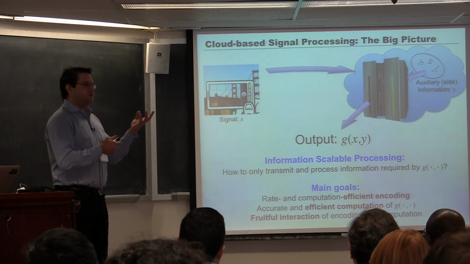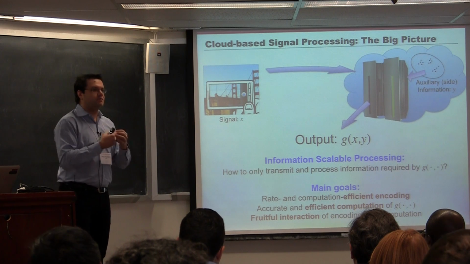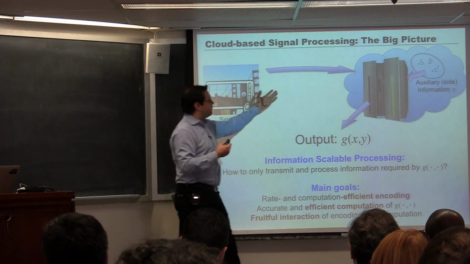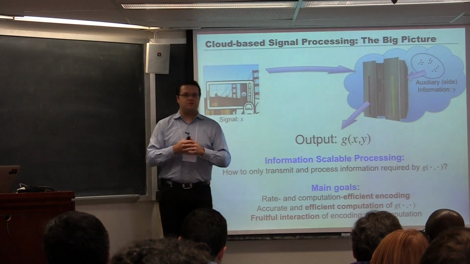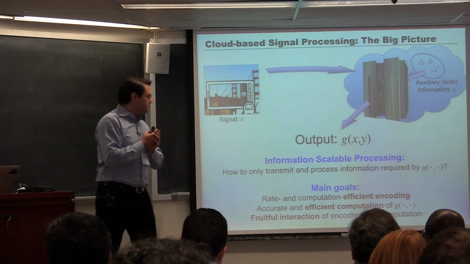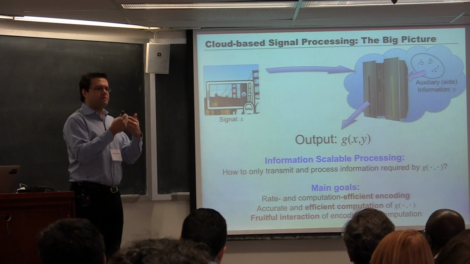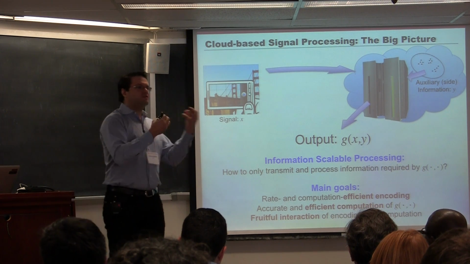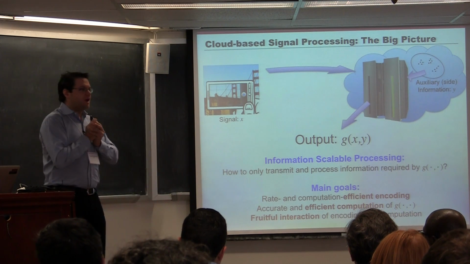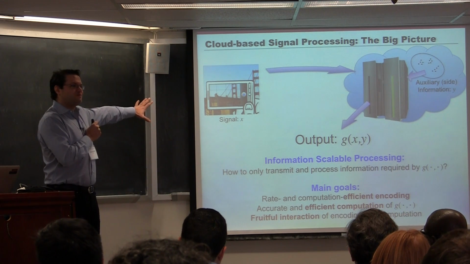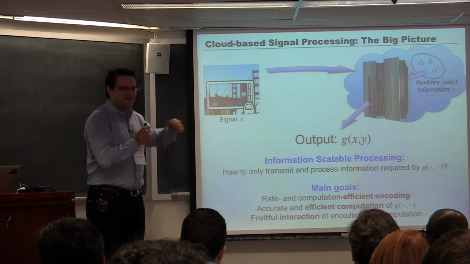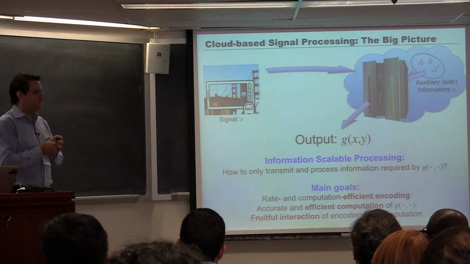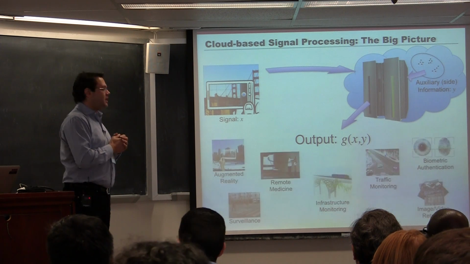There are several questions here. You want to do some kind of information scalable processing and transmission. For example, how to only transmit information that is required by g, so don't transmit superfluous information. The goals are efficient transmission, efficient computation, and the interaction of transmission and computation. I'm not going to solve this whole problem today. This is a huge area where people can do research, but I'm going to talk a bit more about specific cases. It's a very widely applicable problem.